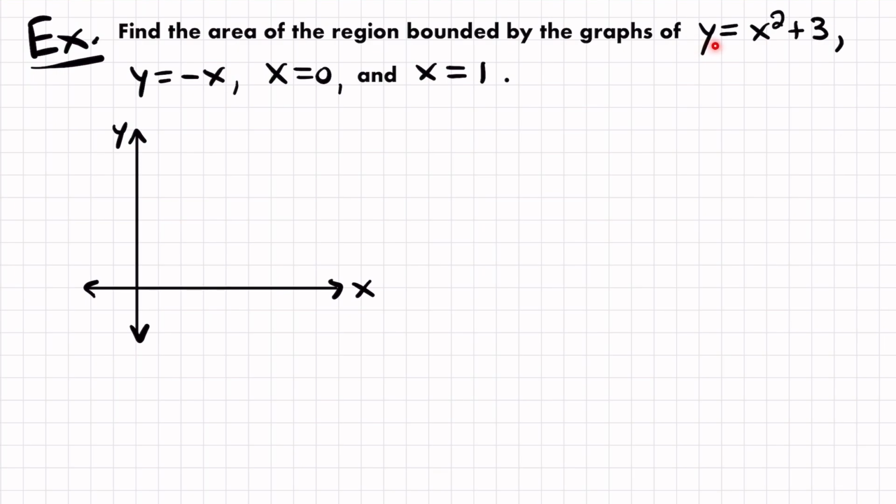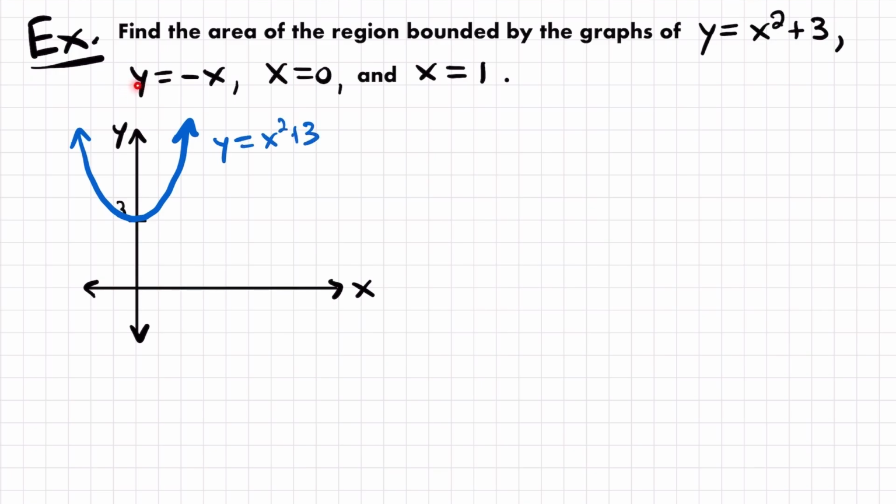And so let's start with y equals x squared plus 3. We know that an x squared function is a parabola where the vertex is at the origin, but since we have this plus 3 here, that means that the parabola will be shifted up 3 units in the y direction. And so if we say that this line right here is y equals 3, then our parabola, or x squared plus 3, will look something like this. Okay, so that's going to be y equals x squared plus 3.